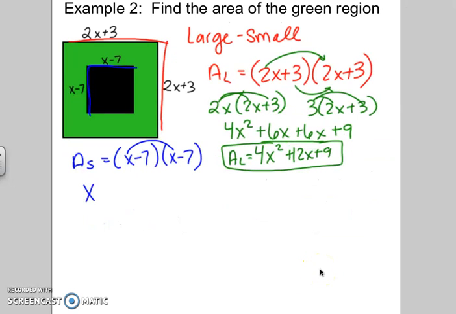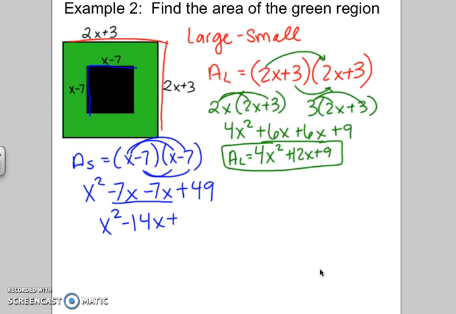So x times x is x squared. X times negative 7 is negative 7x. Negative 7 times x is negative 7x. Negative 7 times negative 7 is a positive 49. Last step is to combine like terms: x squared minus 14x plus 49. Okay, so here is my area of that small figure.